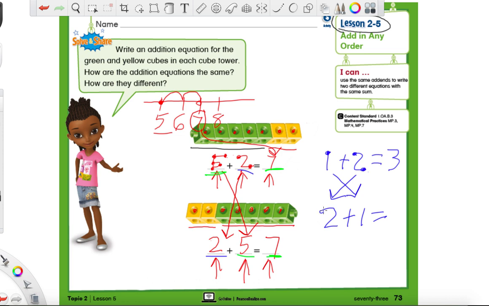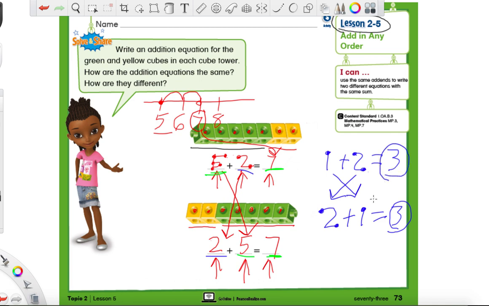Right? I'll make my little touch dots again. And let's see if we get the same answer. 1, 2, 3. Either way, we got an answer of 3. It does not matter which way you want to add the numbers.